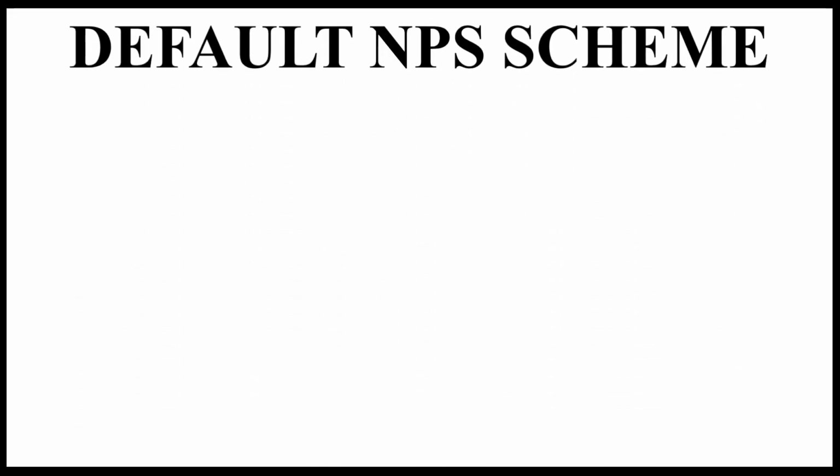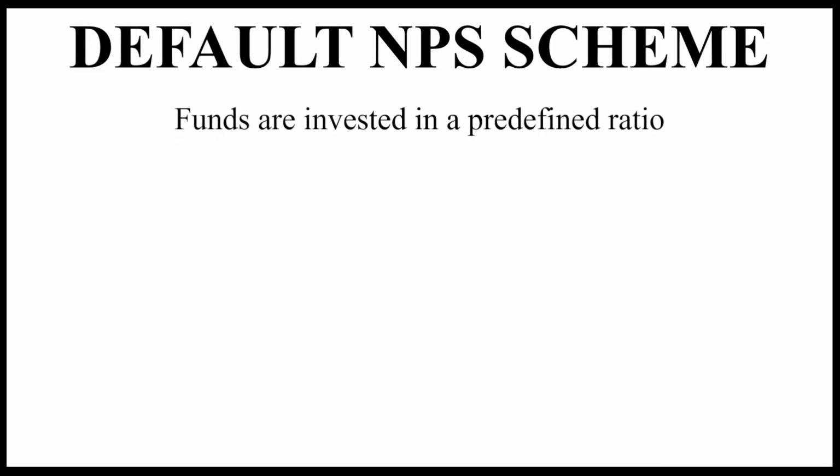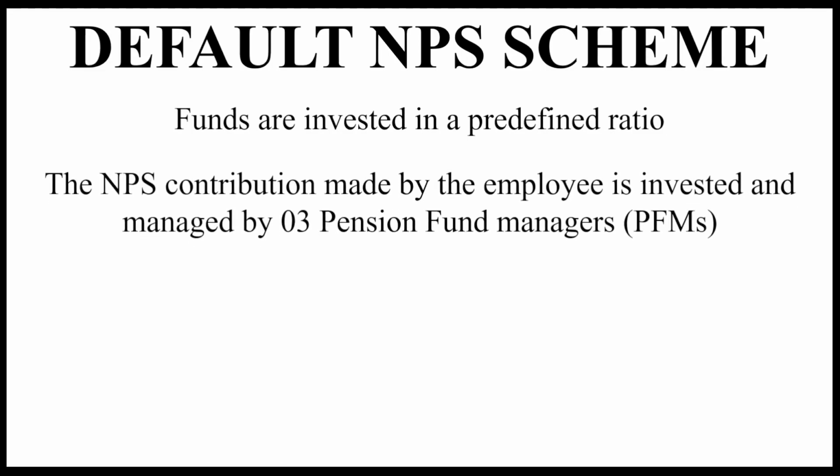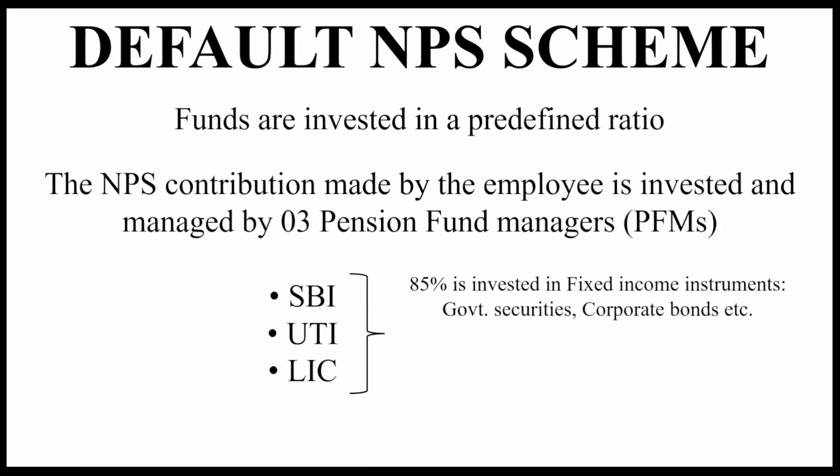तो बात करते हैं default NPS scheme की. When you are enrolled in an NPS scheme, your money gets invested in a predefined ratio that is managed by three pension fund managers, that is SBI, UTI, and LIC. And the money that is invested into these three pension fund managers is further invested in 85% in government securities and corporate bonds, etc. And 15% of the money is invested in equity or equity related instruments.